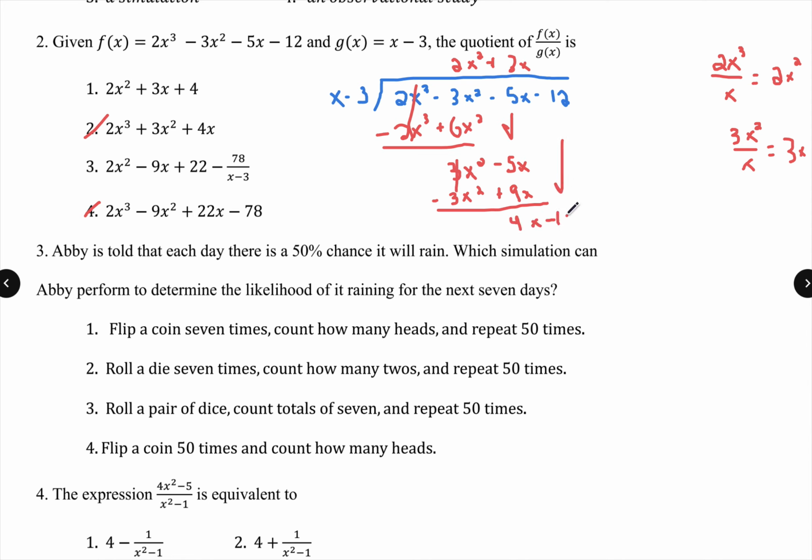One more step, bring down the minus 12. 4x, I'm not going to show that over here, 4x over x is just positive 4. 4 times x minus 4x. 4 times 3 is negative 12, but I have to add it, switch the sign. So in this case, I get lucky. I have a remainder of 0, so when I divide, I'm just getting 2x squared plus 3x plus 4. Answer choice number 1.